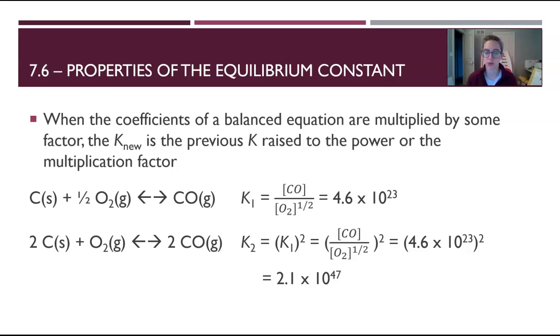So that goes for both our equilibrium expression. So we'd have CO squared divided by O2, which when we plug in our constant is 4.6 times 10 to the negative 23rd squared, which gets you 2.1 times 10 to the 47th.